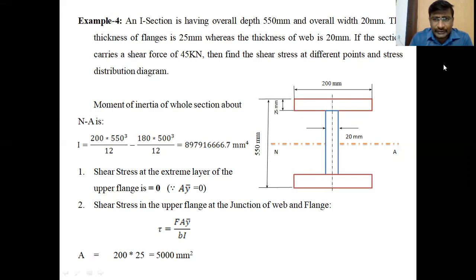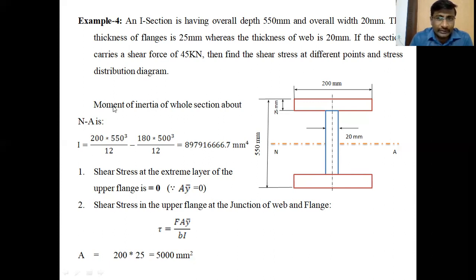The shear force acting on this section is 45 kilonewtons. We have to find the shear stresses at various points. Various different points means at the top layer, at the bottom layer of the top flange, that is at the junction of the web and the flange, and at the neutral axis, at the bottom junction, and at the extreme bottom layer. These are the different points across the section. We are going to find the shear stress values in this problem.